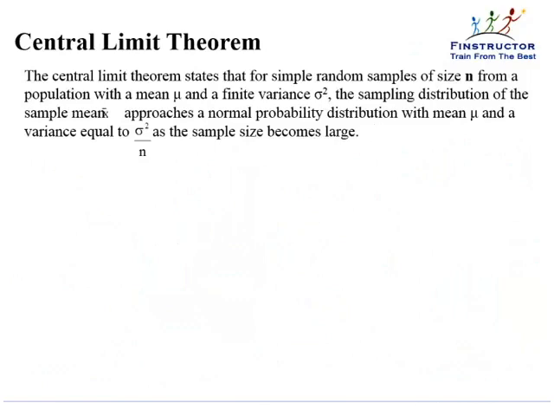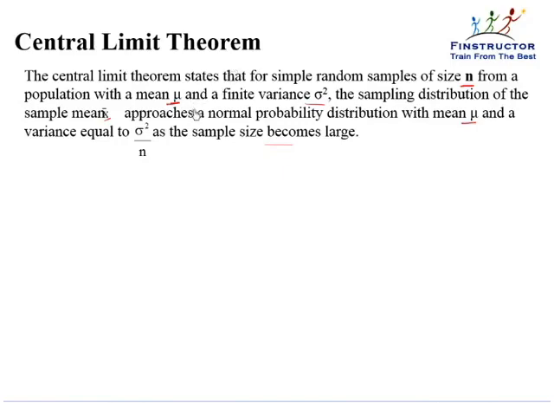What we studied is also described in the central limit theorem, that says that for simple random samples of size n from a population with a mean mu and a finite variance sigma square, or a standard deviation equal to sigma, the sampling distribution of the sample mean x bar approaches a normal probability distribution with mean mu and a variance equal to sigma square by n as the sample size becomes large. Now, the central limit theorem is extremely important and has great implications for practical problems.